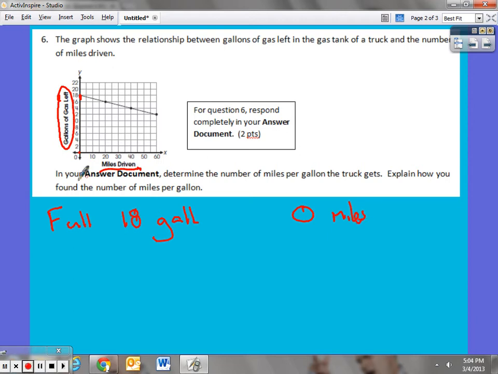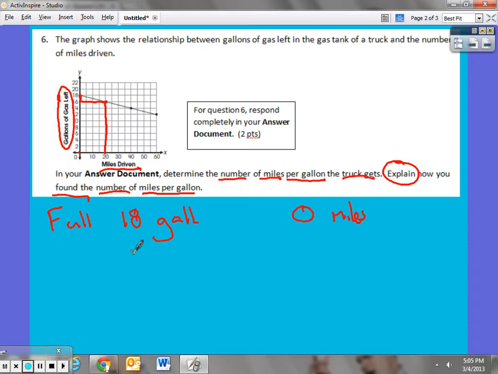Okay? Now, in your answer document, determine the number of miles per gallon the truck gets. Explain how you found it. So I have to explain, not just show or tell, explain how you found the number of miles per gallon. Alright, so I notice when I have 18 gallons, I've gone nowhere. Okay, when I get to here, here's my next intersection. That means I've driven 20 miles, and I still have 16 gallons of gas left.